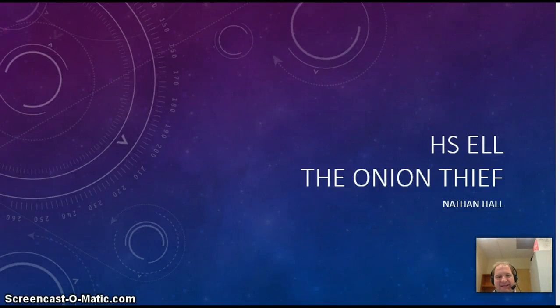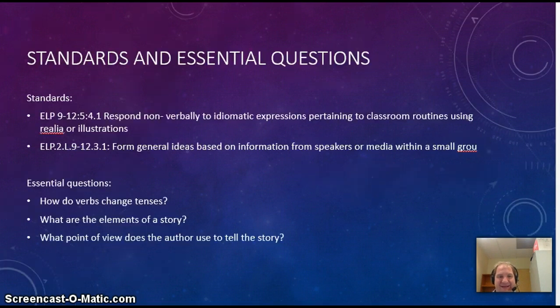Our activity for this week is going to be a fiction story reading. I'm not sure what other English classes people are in. Some of you are in American literature, some in global literature, some in literacy. So we're going to try to do a simple story that takes a look at as many of these as I can. It's a story called The Onion Thief.